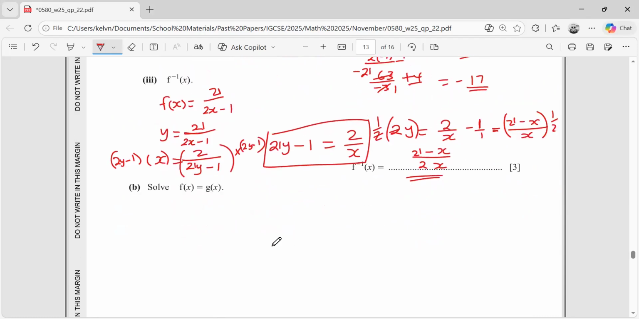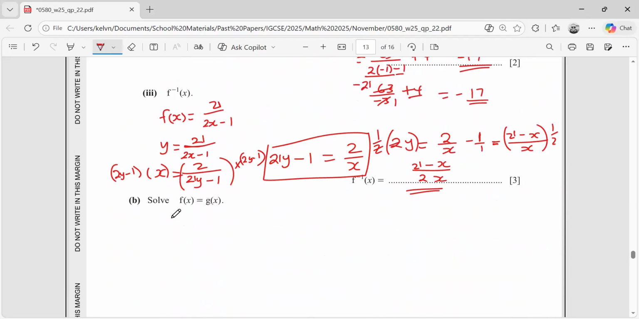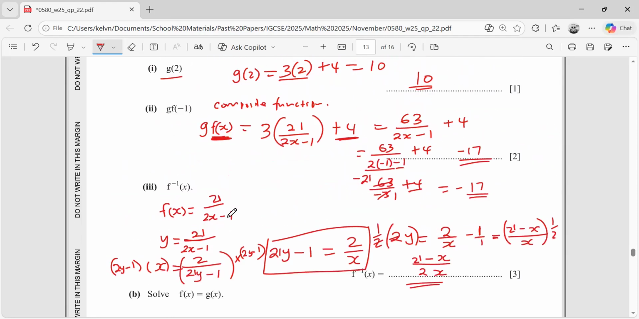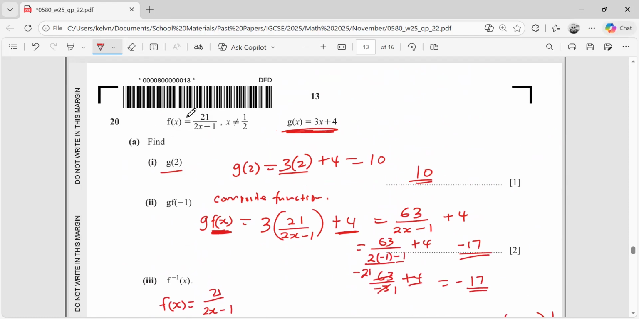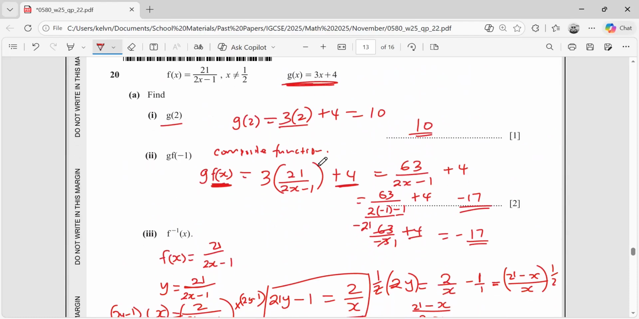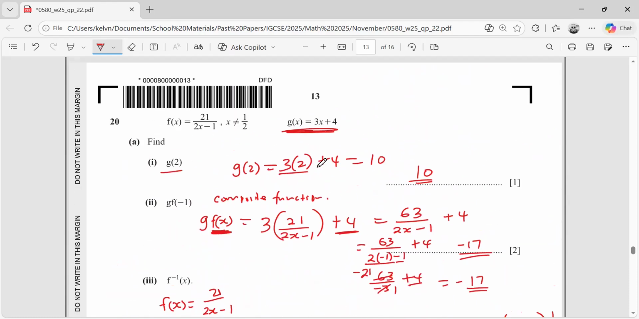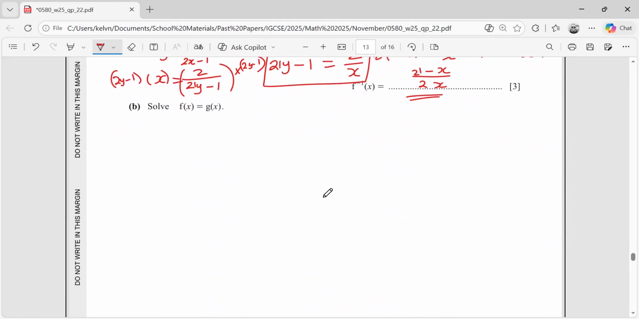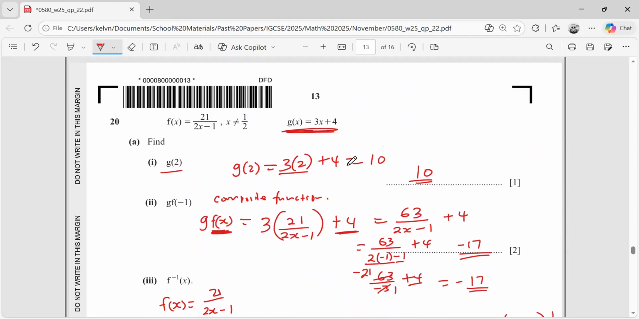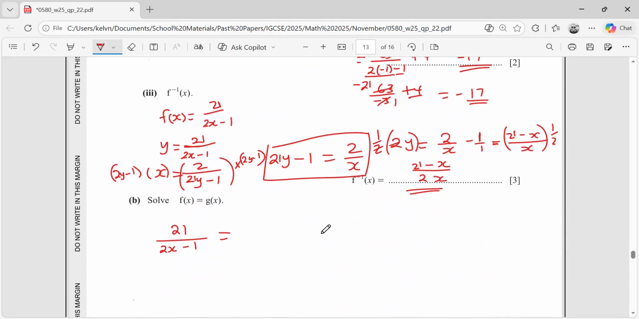So let's move on to number 20b. So we're told to solve f of x is equals g of x. Basically, what this question is asking you, just equate both of the equations, like this and this one. So f of x is 21 over 2x minus 1. And g of x is equals to 3x plus 4. So 3x plus 4.